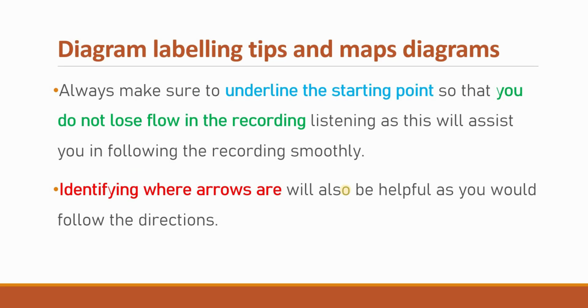Always make sure to underline the starting point so that you do not lose the flow in the recording. Most students lose control and get the answers wrong because they are unable to pick the starting point from where they should start. For example, if there is a map or diagram and the speaker starts from a certain point in it, you must be able to pick that starting point in the recording.